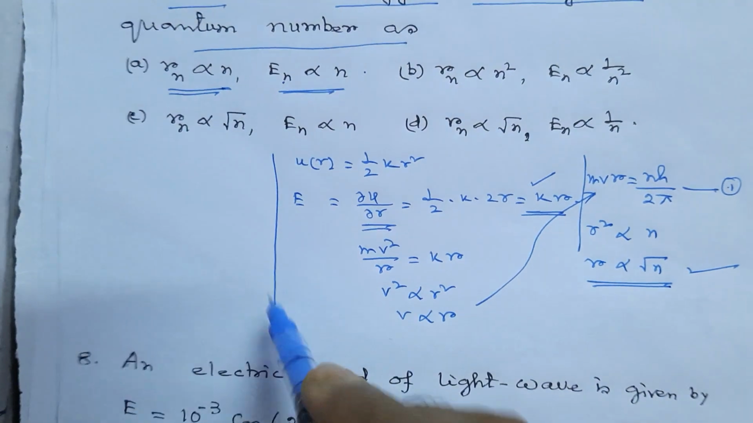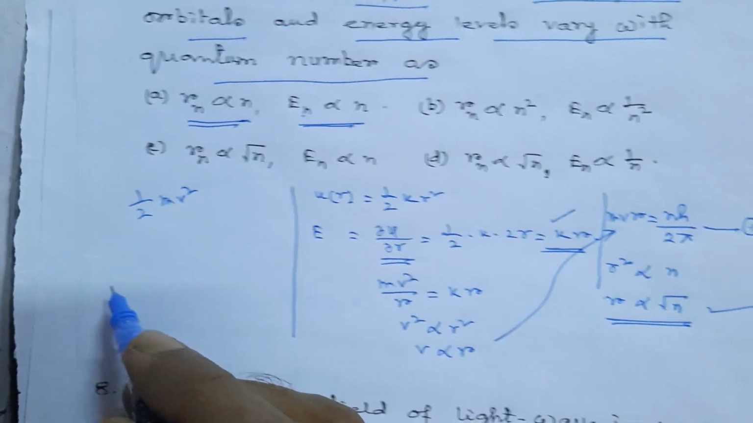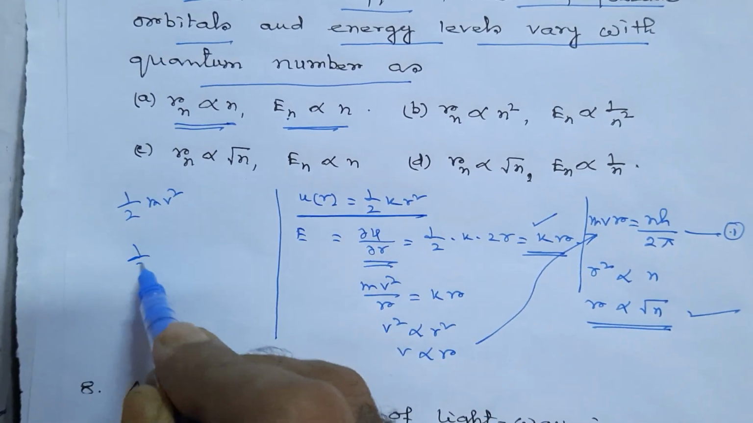Now, energy. The kinetic energy of the electron is half mv square. And also the potential energy is half k r square.